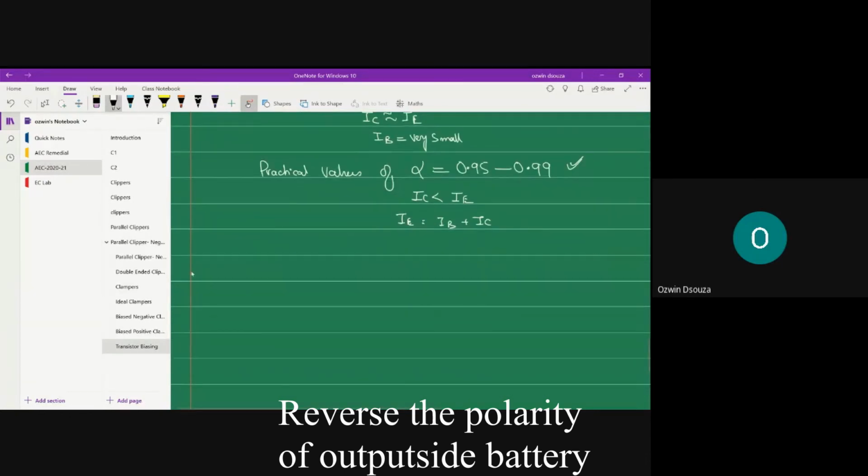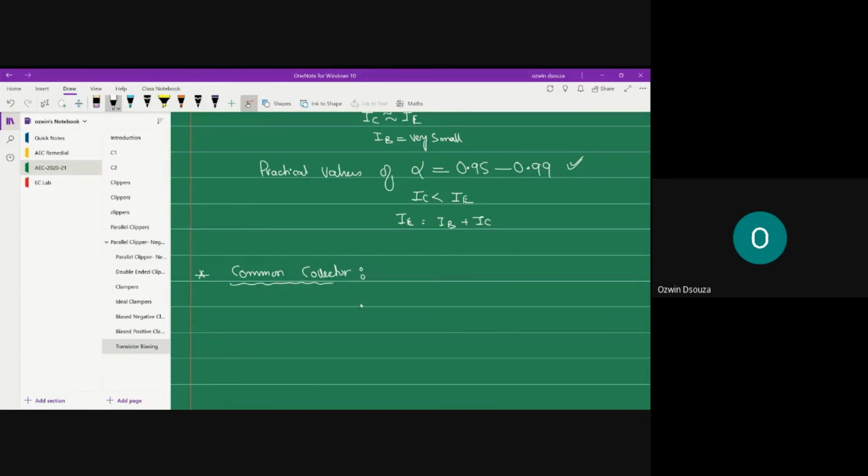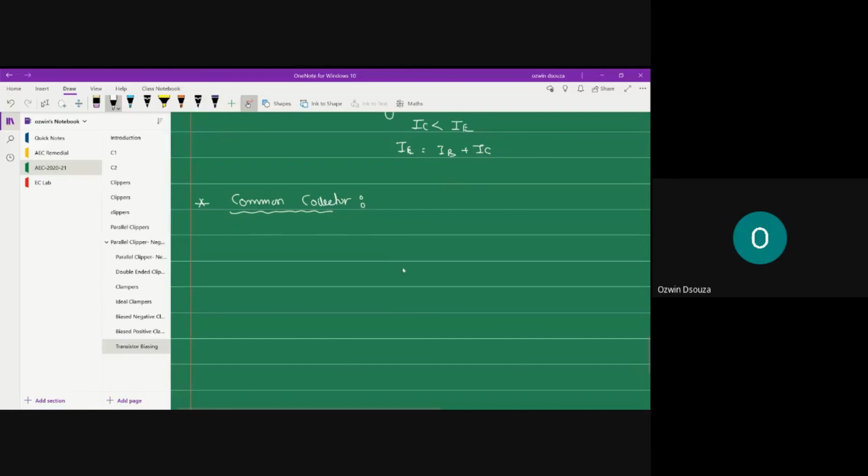And the final configuration we have is common collector. In the common collector configuration, the collector terminal is made common to the input circuit as well as the output circuit. So this is your collector terminal, base terminal, and this is your emitter terminal. So this is N, P, N.